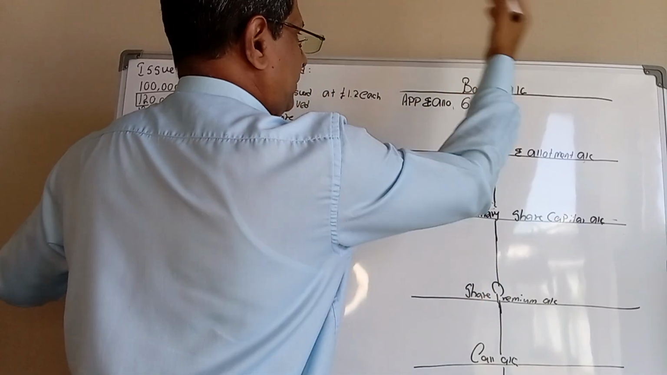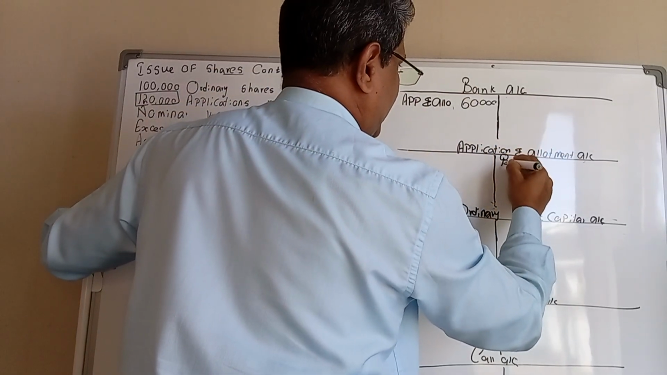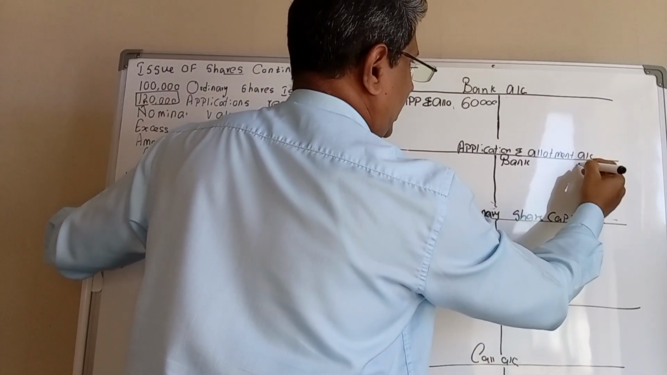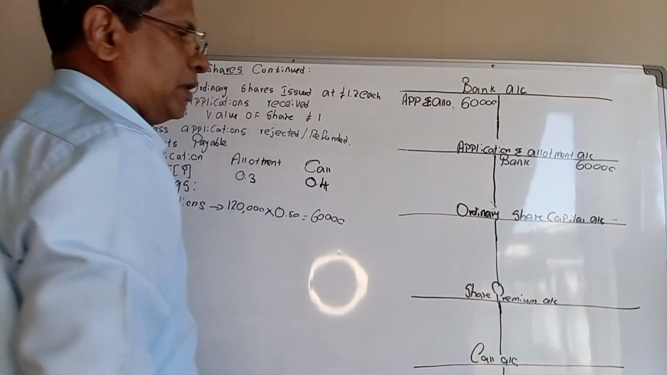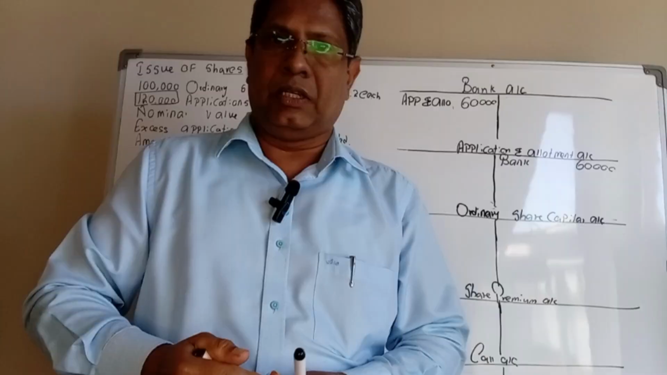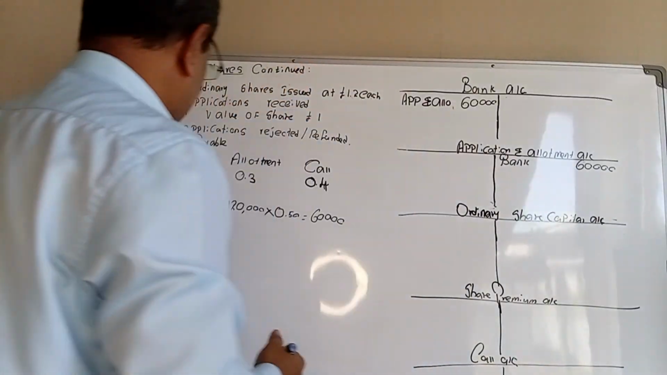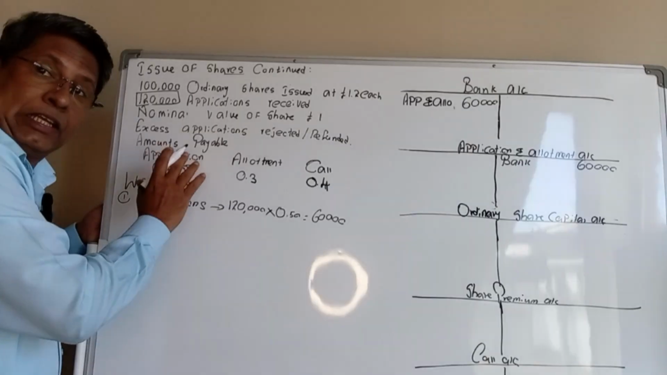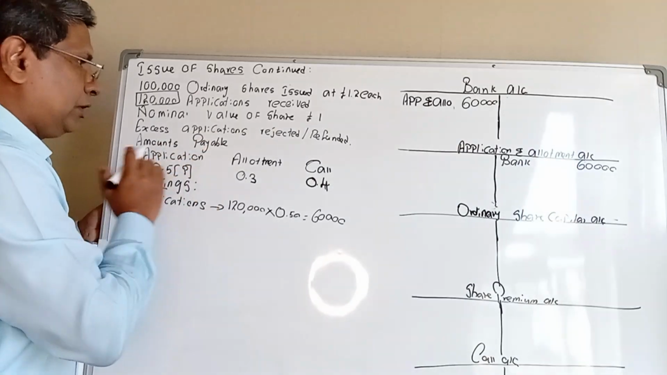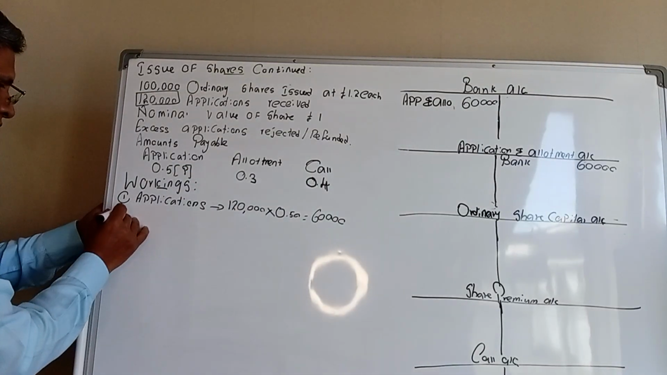Bank is debit. Application allotment will be credit as bank by 60,000. Okay, bank is debit by 60,000, application allotment is credit by 60,000. Understood? Right. Now you can see the application money is including the premium, isn't it? So it's including the premium. How much was the premium?